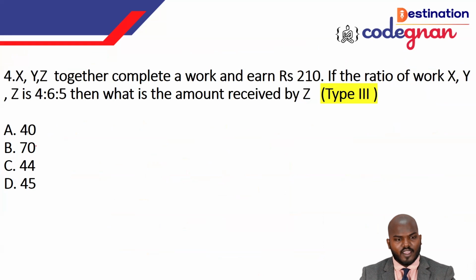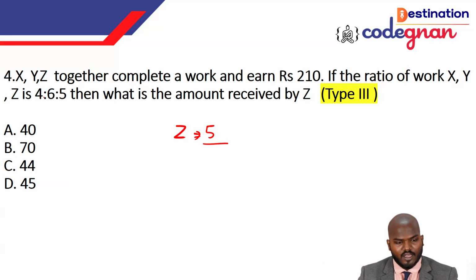Here I have the question: X, Y, Z, 3 people together completing the work and earning rupees 210. If the ratio of the work of X, Y, Z is 4:6:5, what is the amount received by Z? Very simple question. 210 is the total amount, then you want to find out the amount earned by only Z. Z is 5.